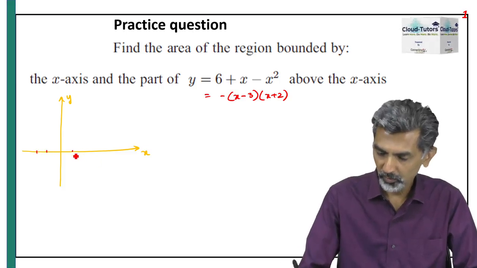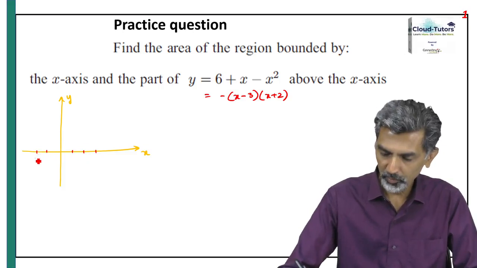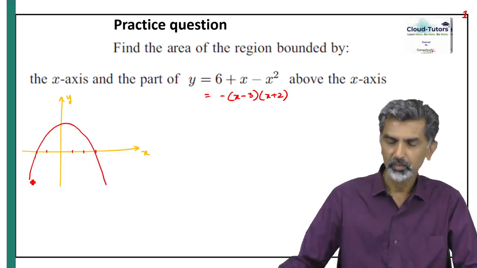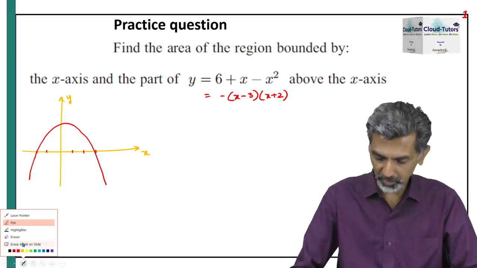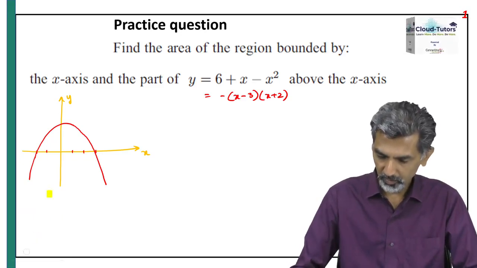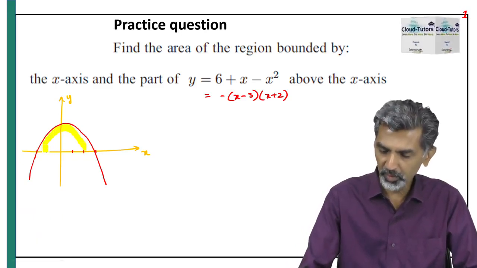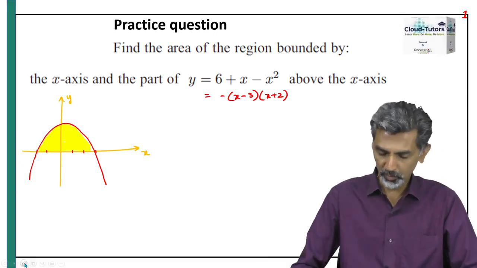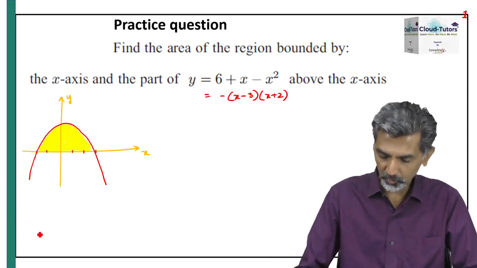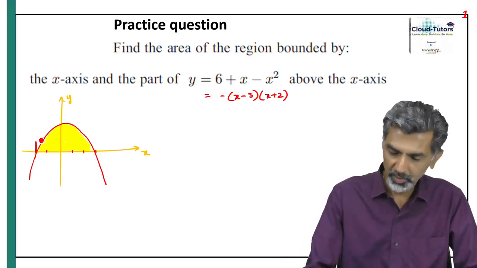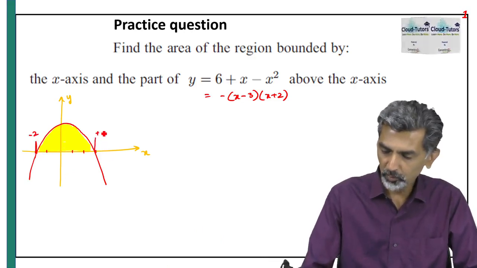So here, it's a parabola which is something like this. Again, no more than a rough sketch, and that should do. And therefore the area we are considering is this area here. Now it's easy to find out what the limits of integration are. The limits of integration are from x is equal to -2 to x is equal to plus 3.